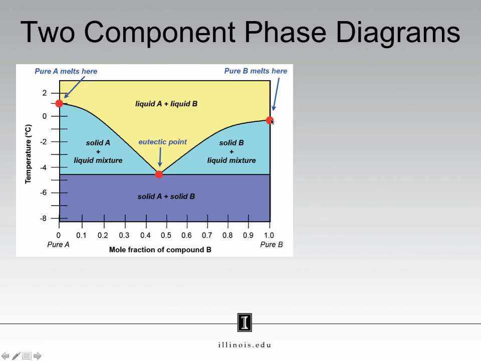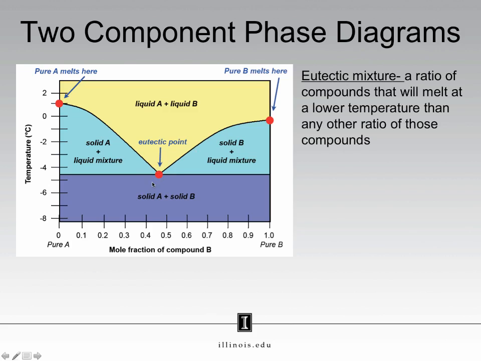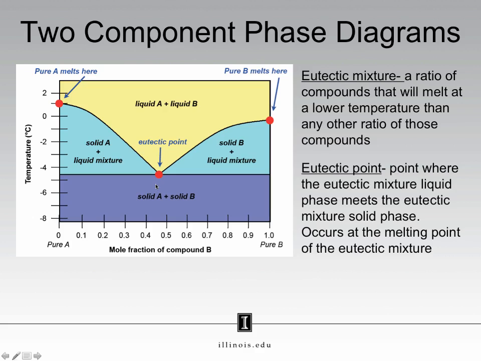As we mix A and B together, we see that the transition temperature between liquid and solid decreases until we reach this point in the middle. This point is called a eutectic point. A eutectic mixture is the ratio of compounds that will melt at a lower temperature than any other ratio of compounds. The eutectic point itself is the point where the eutectic mixture, liquid phase, meets the eutectic mixture, solid phase. In other words, it is where a eutectic mixture transitions from liquid to solid.